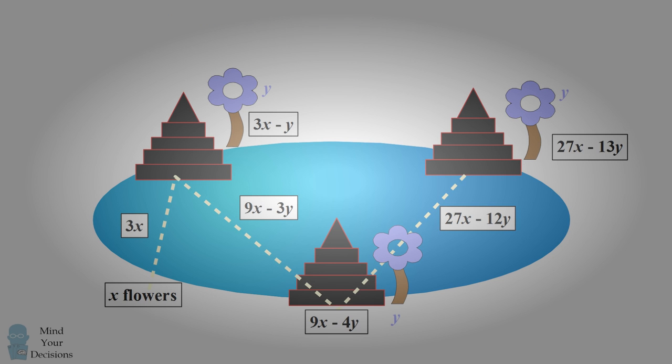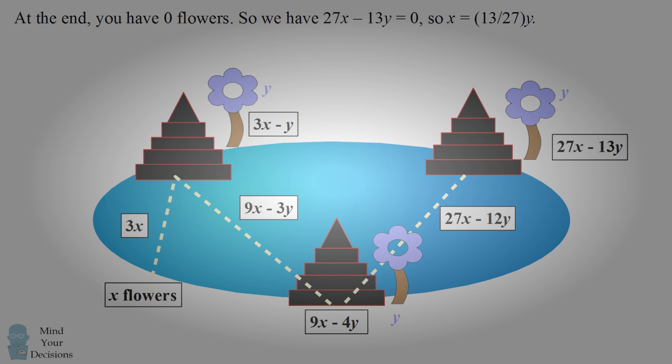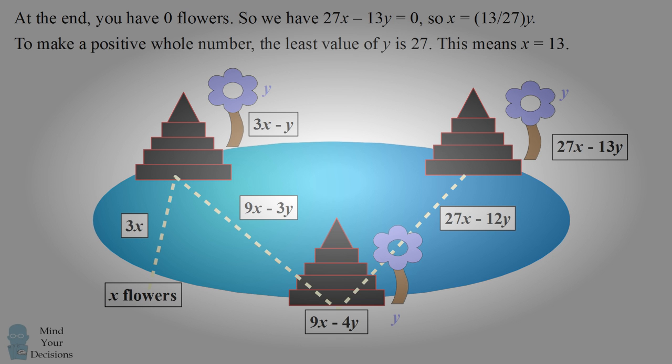Of course, at the very end, you have no flowers. This leads to the equation 27x minus 13y equals 0. So x equals 13 divided by 27 times y. We need the number of flowers you place to be a whole number. The least value for y would be 27, which means that you started with 13 flowers.